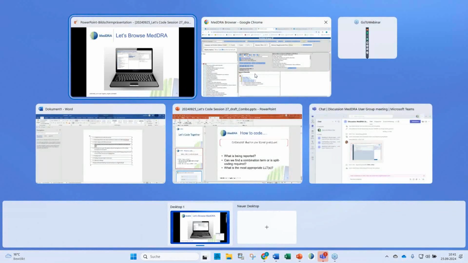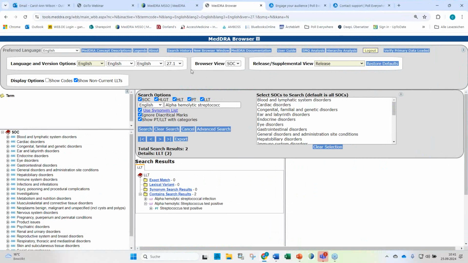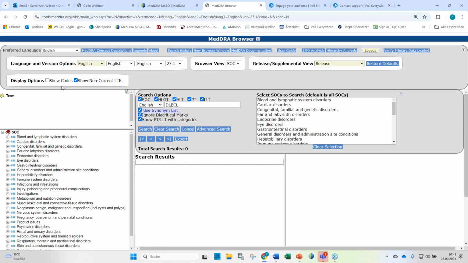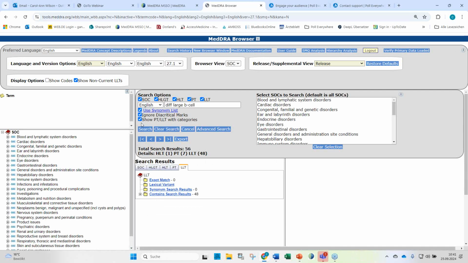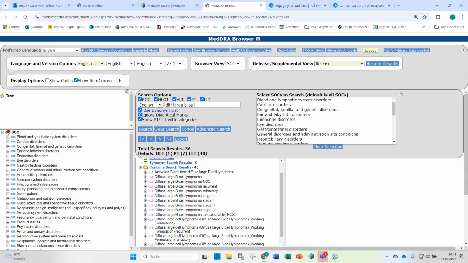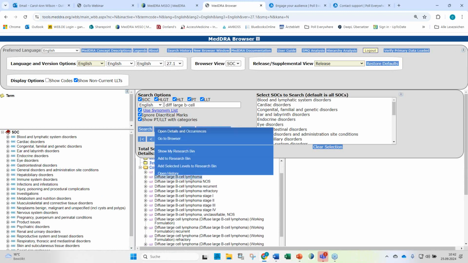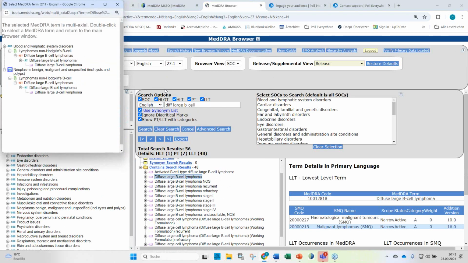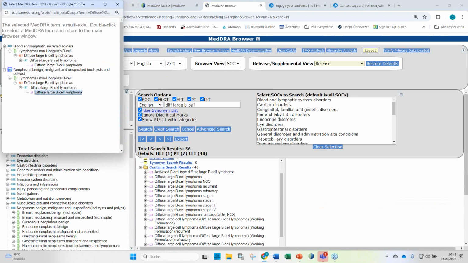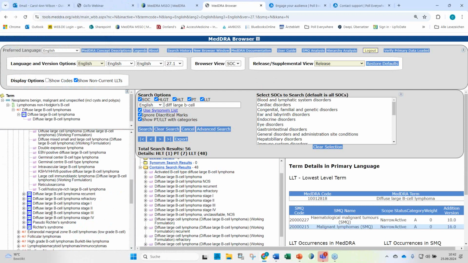Now let's again switch to the browser and look for the abbreviation DLBCL. No hit, so this abbreviation is not available in MedDRA. So we will have to look for diffuse large B-cell lymphoma. Let's see, I already find it. Diffuse large B-cell lymphoma. It's the first proposal here. Go to browser and let's look at this term in its hierarchy.